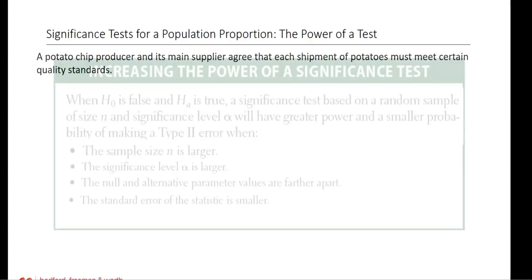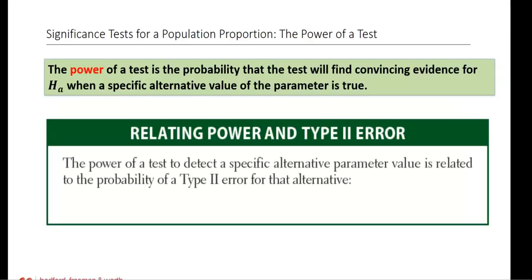So go back to your definition. See that at the top? What is the power of a test? It's the probability the test will find convincing evidence for the alternate, and correctly do that, by the way, because the null really is false. The alternate is true when a specified alternative value of the parameter is true. So this is the probability that the test will find convincing evidence for the alternate, given a certain sample, in other words.